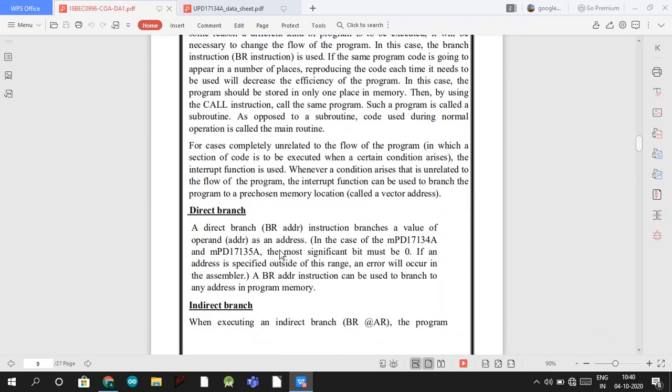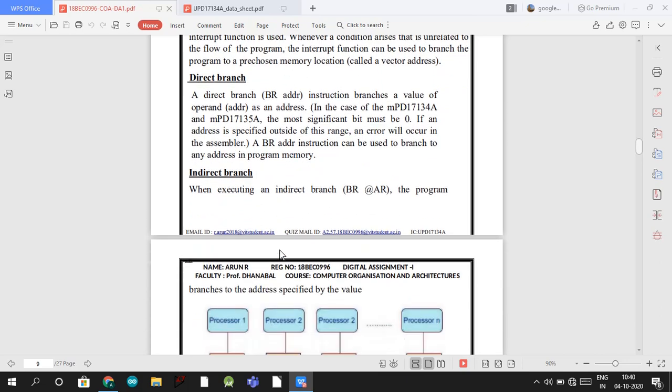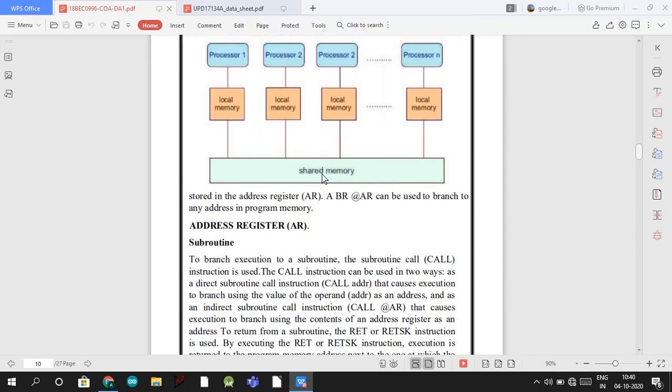This is how the branch is connected, directly and indirectly. You can see how it is connected with the memory. The processor is connected with the local memory, then the local memory is connected with the shared memory. So this type of addressing register is there in the 734A.